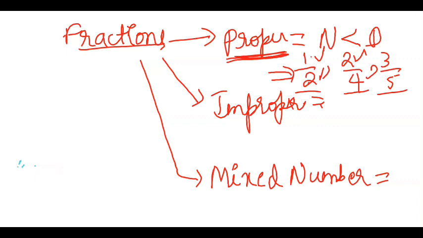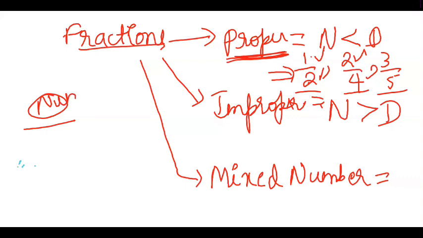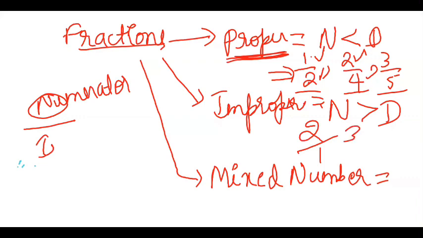What is an improper fraction? In an improper fraction, numerator will be greater than denominator. Numerator ka matlab one that is above, right? This one is numerator. Numerator is less than denominator in the proper fraction. Numerator is greater than denominator in the improper fraction. That's all is the difference. So I'll tell you 2 over 1, 3 over 5. I'll give you examples. You will easily understand it, okay? Just remember these 2 concepts, okay?